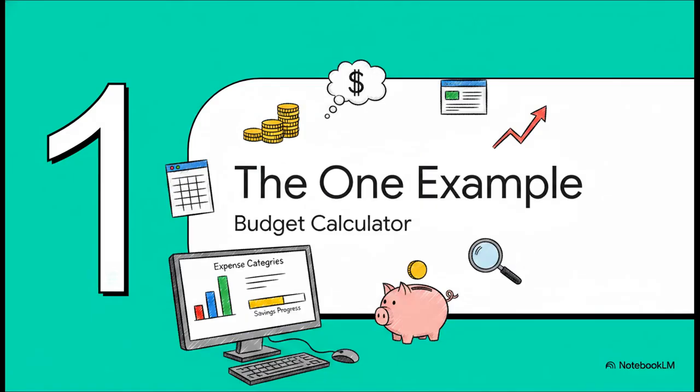Let's move to our next section, the one example: an interactive budget calculator. Just imagine a personal finance blogger who wants to give their readers a reusable monthly budget calculator. They don't just want a block of text explaining how to budget, right? They want live math, expense categories, and a sleek, color-coded savings progress bar. Let's see exactly how Artifacts pulls this off.